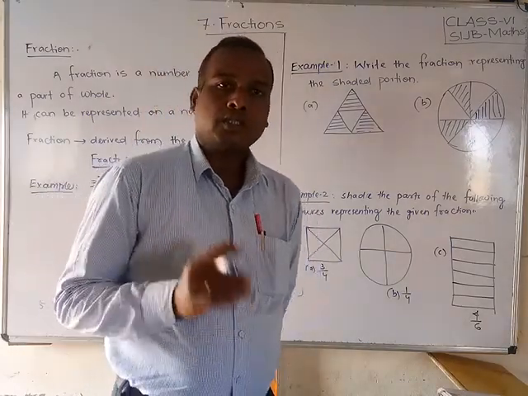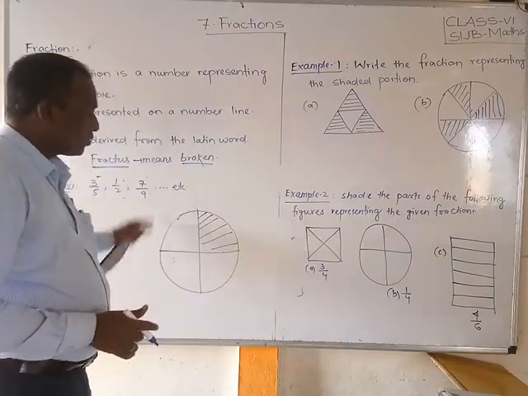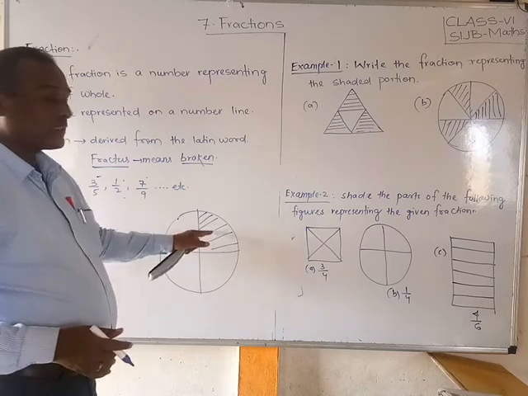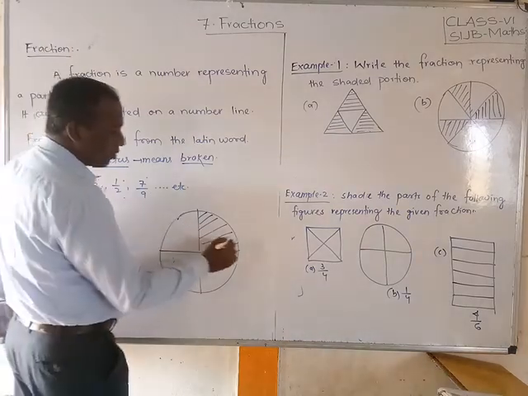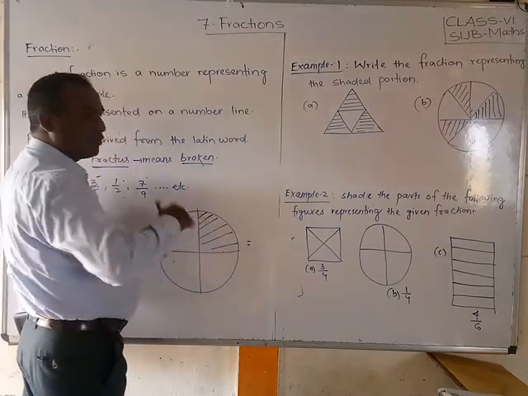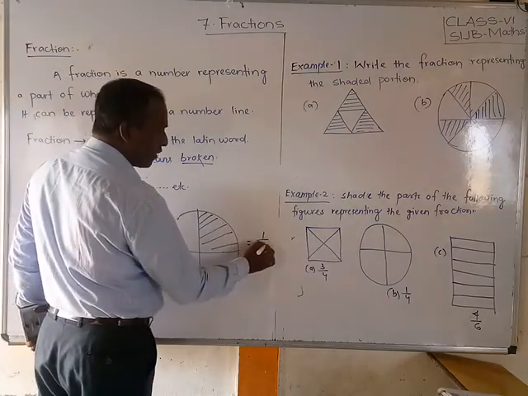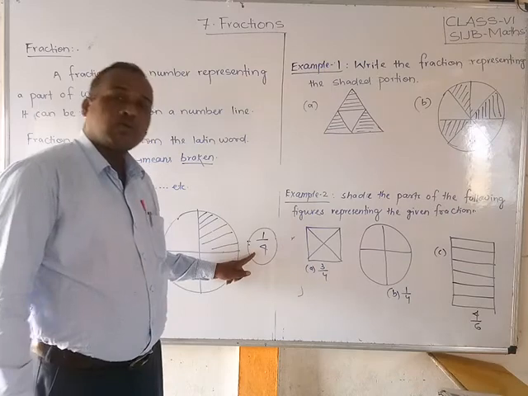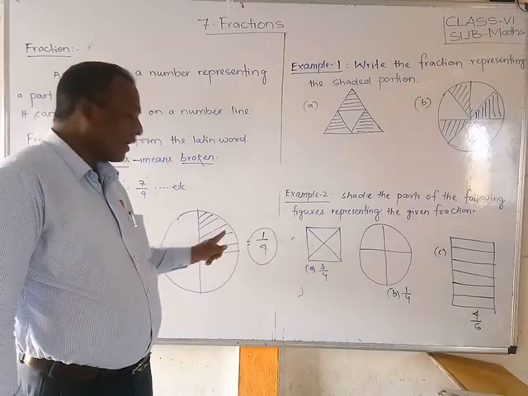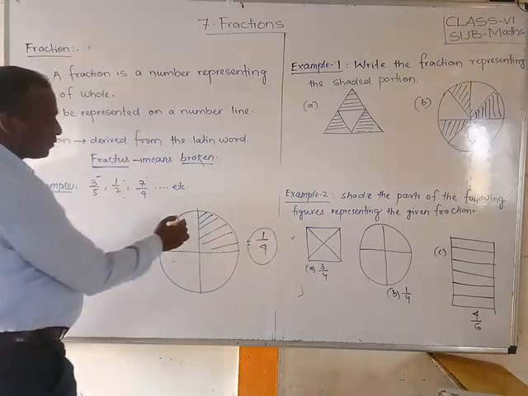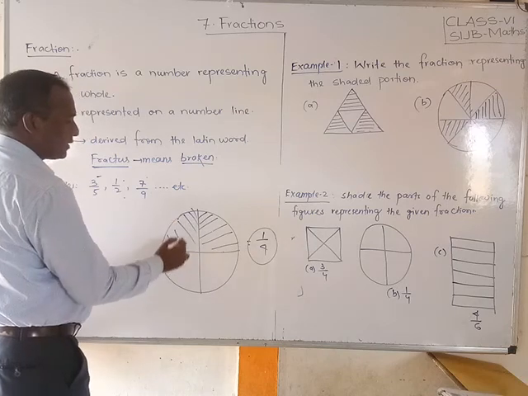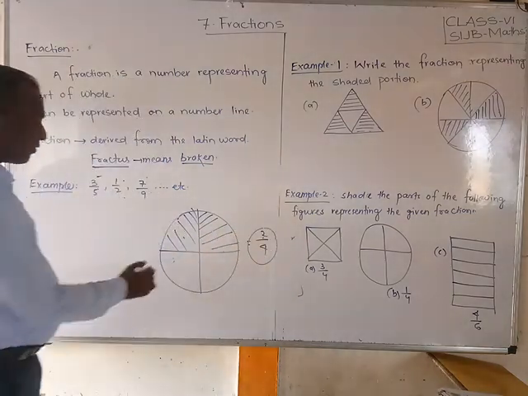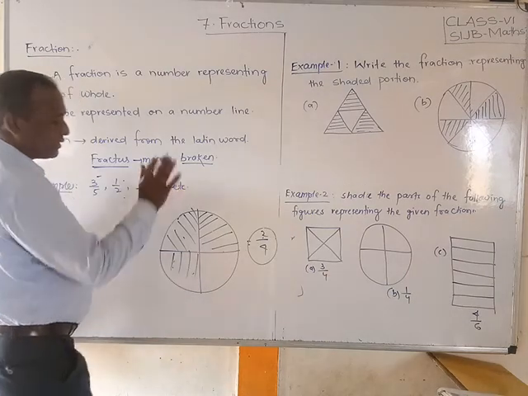Did you understand? The total number of parts is 4: 1, 2, 3, 4 equal parts. How many parts have I shaded? One part. So if we make a fraction of the shaded portion, we can show 1 by 4. That means out of 4 parts, one part is shaded. If I had shaded like this, then you would write 2 by 4. Suppose I have shown it like this.